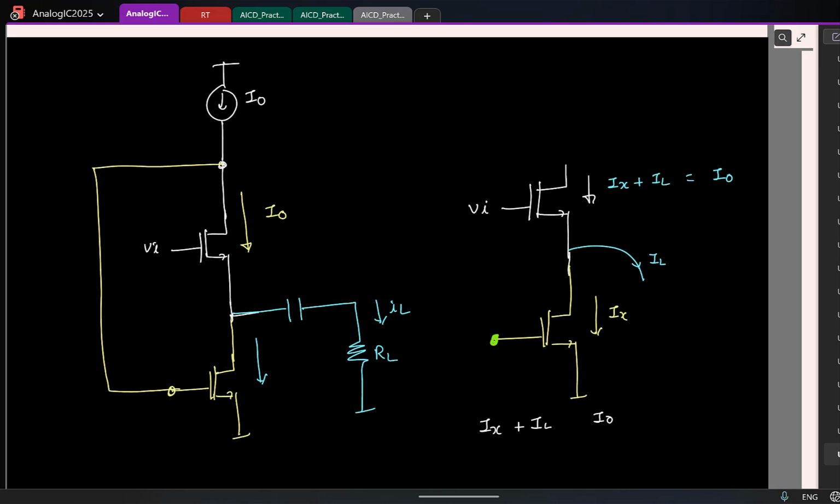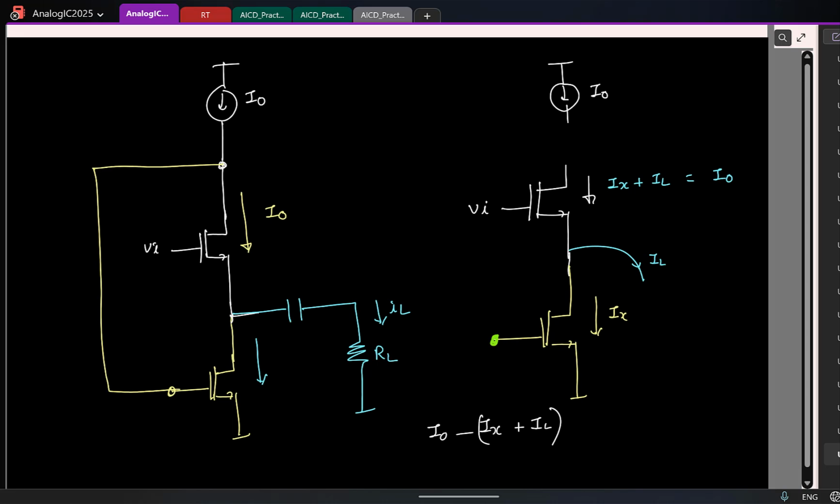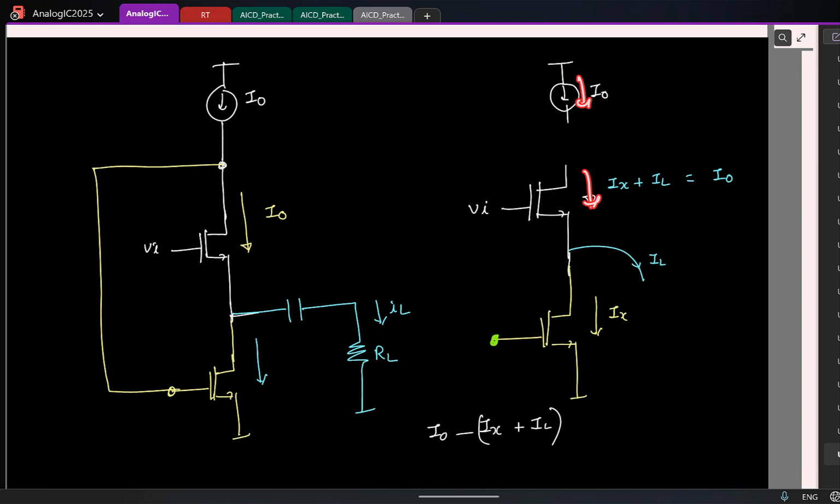And in mathematics, what is comparison? I'll basically have to generate, let us say, I0 minus something like this, correct? And let us say I have a reference bias current I0. How will I subtract the currents now? I have current I0 flowing here, I have Ix plus IL flowing here. So what will I do? You basically do this. So a difference current flows into that parasitic capacitor here.